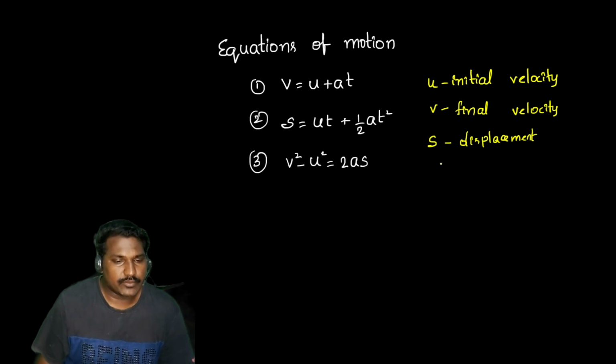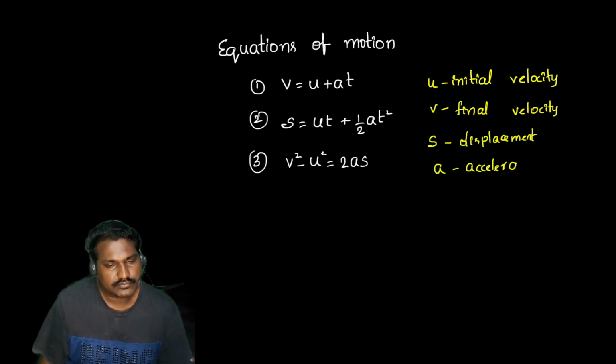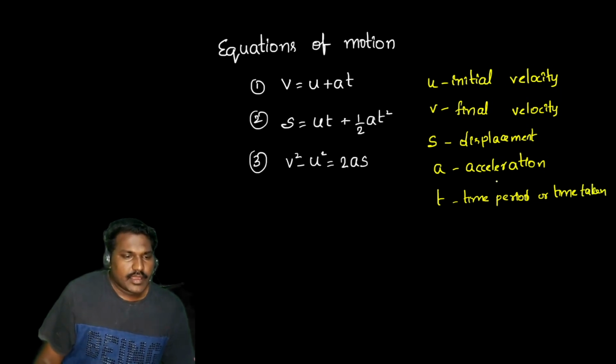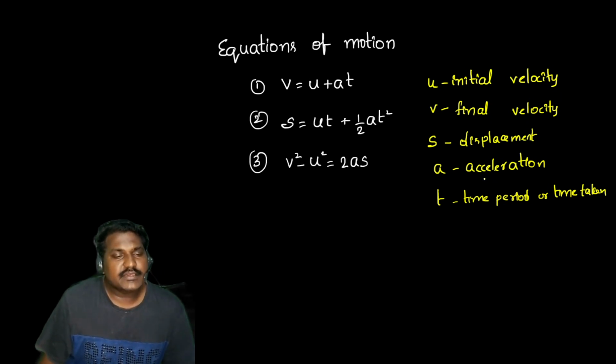Now a is acceleration, and t is time period, or time taken, or time of journey, whatever it may be. Now let me start with the definition of displacement, then I'll derive all these equations.